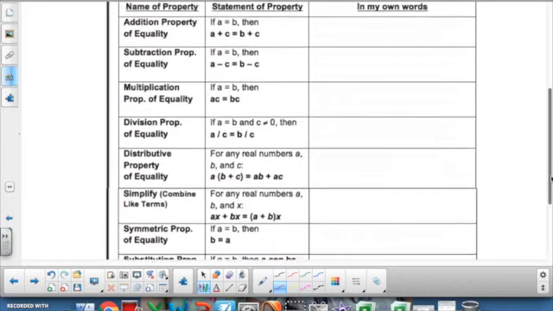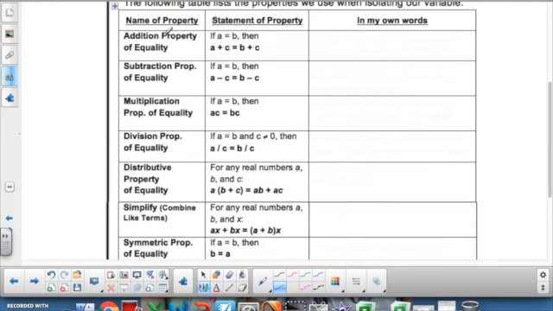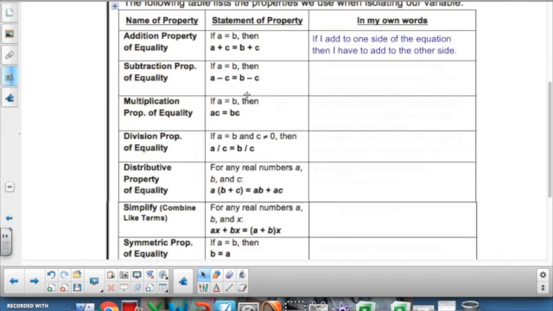So I'm just going to do a quick review. The addition property of equality says that if A equals B, then A plus C equals B plus C. I know that sometimes these formal definitions look a little confusing, so we've given you a spot to put it in your own words. I've typed up something that's in my words, but if you want to change it, feel free as long as it's still accurate.